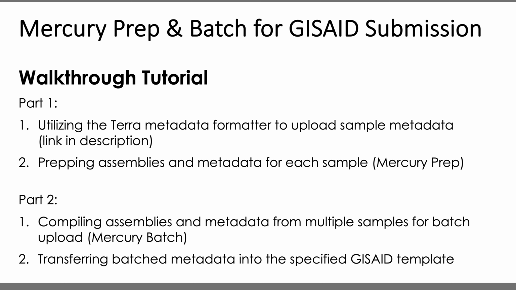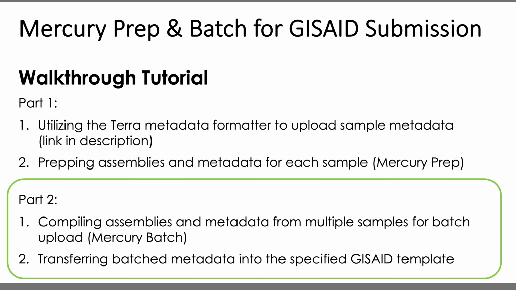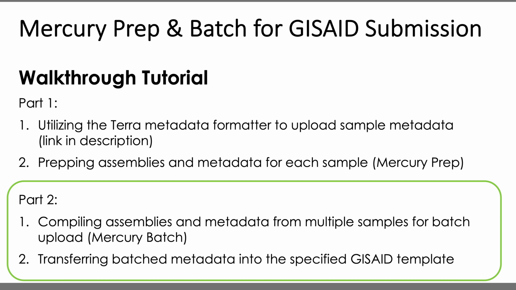Okay, so in this video, we'll be walking through part 2 of this 2-part tutorial. In our last video, I showed you all how to use the metadata table formatter to upload sample metadata to your Terra workspace. And then we prepared GISAID and GenBank files for samples individually using the Mercury single-end prep workflow. And so today, we'll continue working with that same Clear Labs dataset to cover how to use the Mercury batch workflow to combine the prepared assemblies and metadata files for batch upload. Then I'll go over my process for getting the Mercury output into the required GISAID template for batch submission onto their platform. All right, so with that little intro, let's get into Terra and hop into it.